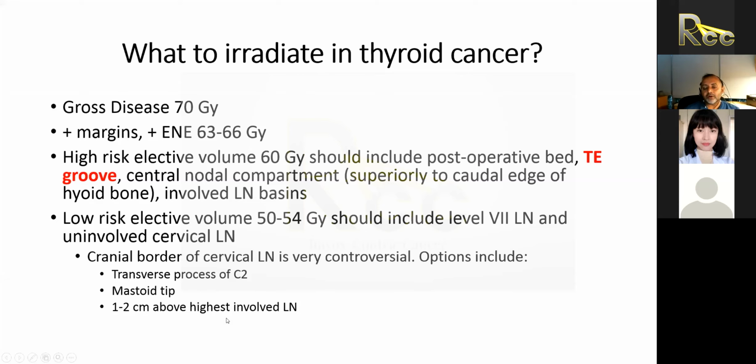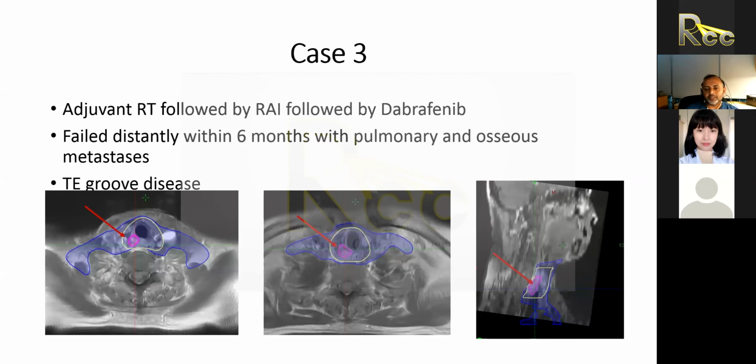And then how high to treat? What should that cranial border be? I think this is something that becomes exquisitely controversial. I usually take into account where the gross disease is and make my decision based on that. This decision can vary. Sometimes this can go as high as the transverse process of C2. Sometimes it's at the tip of the mastoid. And sometimes it's just going a couple of centimeters above the highest involved nodal disease. So the location of the cervical disease and really the time of relapse and what my intent is all play a role in this patient.